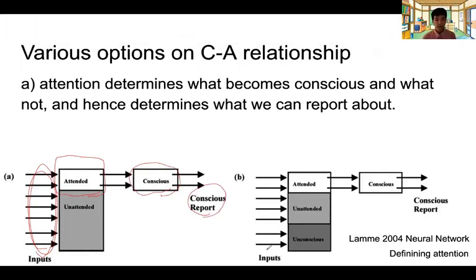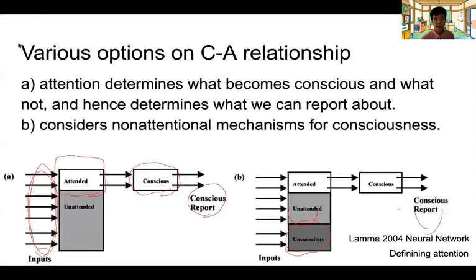On the other hand, B thinks that some processes are already unconscious before attention operates. For example, any process that dies out at the level of the receptive field, let's say retina up to V1, may not reach anything further by virtue of being weak. Then some of them are attended and some are unattended, and then the attended one becomes conscious, and a conscious report follows. So in both cases, non-attention mechanisms can operate for consciousness.